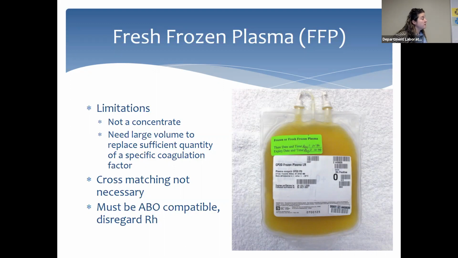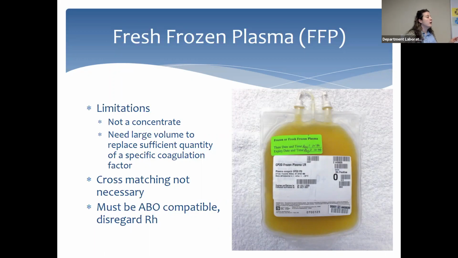Cross-matching is not necessary for FFP. We will give ABO compatible. However, we don't have to worry about RH. Why do we not have to worry about RH? It's not red cells. So your D is on your red cells, right? And so we're only concerned about ABO compatibility.